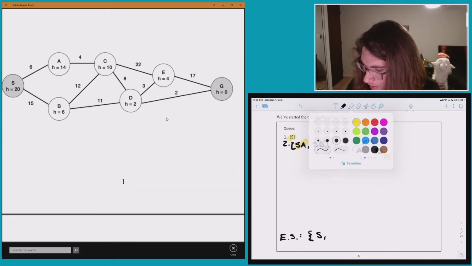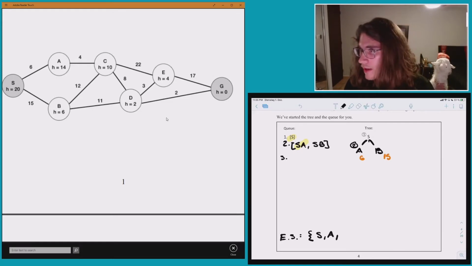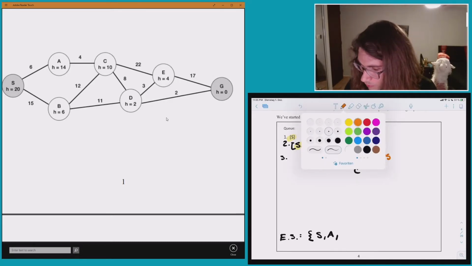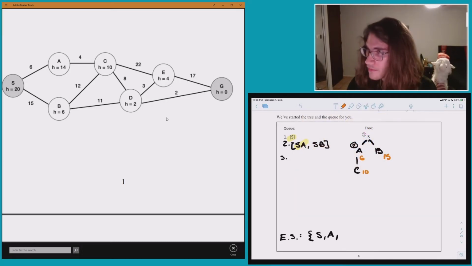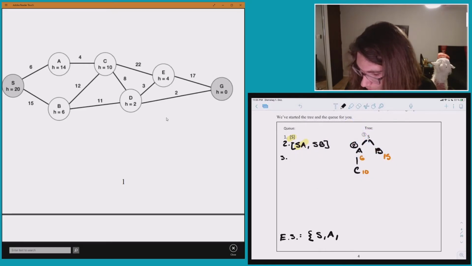Let me pop SA off the queue. That means I have to add this little evaluation here. I'm expanding A, which means I add A to the extended set. And now where does A go? Just to C. That means I have a total path length so far of 10. 6 plus 4, yeah. Okay, and then I go back to the queue, and it is now SAC, SB.